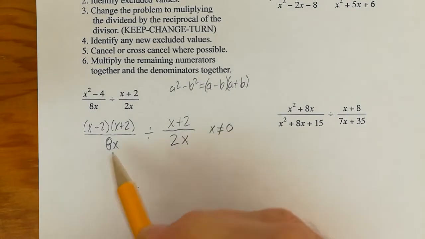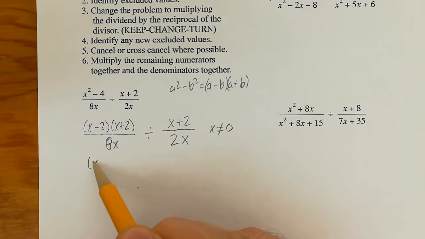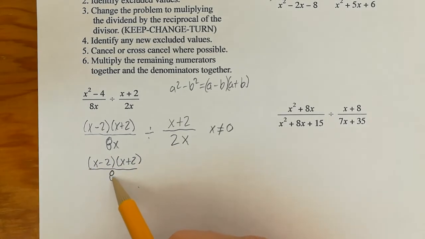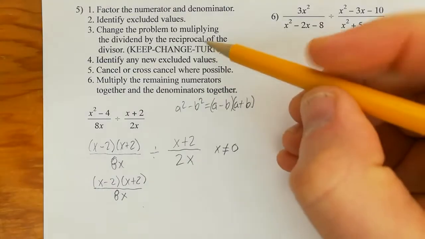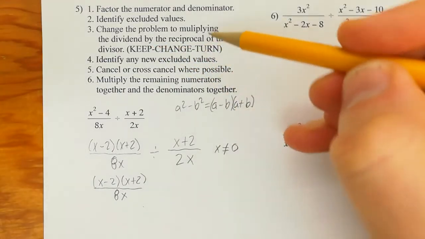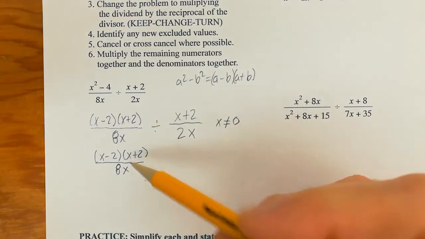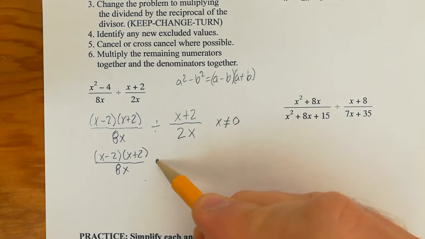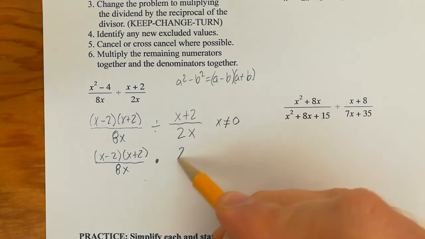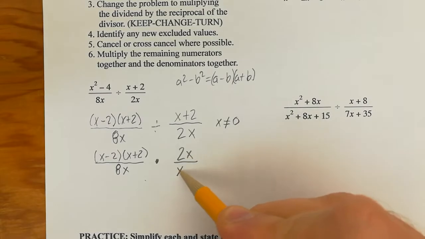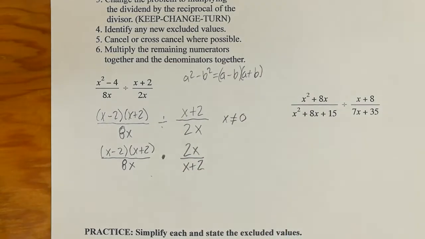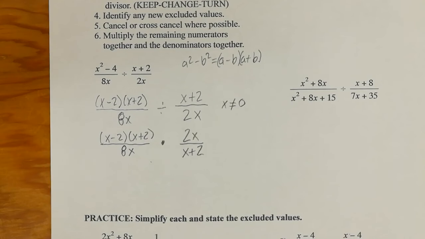All right, now the new step is just like you would do with a regular numerical fraction, a fraction with numbers in it. Here's my little way to remember this: keep, change, turn. You keep the first fraction, you change the division to multiplication, and then you turn or flip the second fraction. What you're doing here is multiplying by the reciprocal. That's a way to always divide something. You can multiply by the reciprocal.